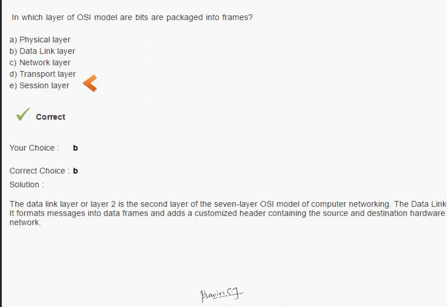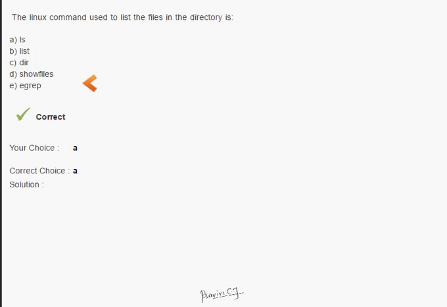Okay, so we will move to the next question. The Linux command used to list the files in the directory is ls. ls stands for list. Okay, list is another command that is also available, though that is not the exact thing. dir is also a command. Show files, I don't know about show files or egrep, but I know ls is the command in Linux used to list the files in the directory.